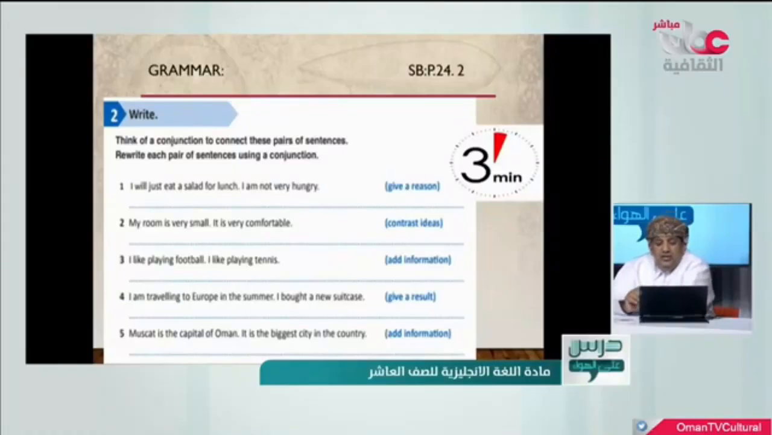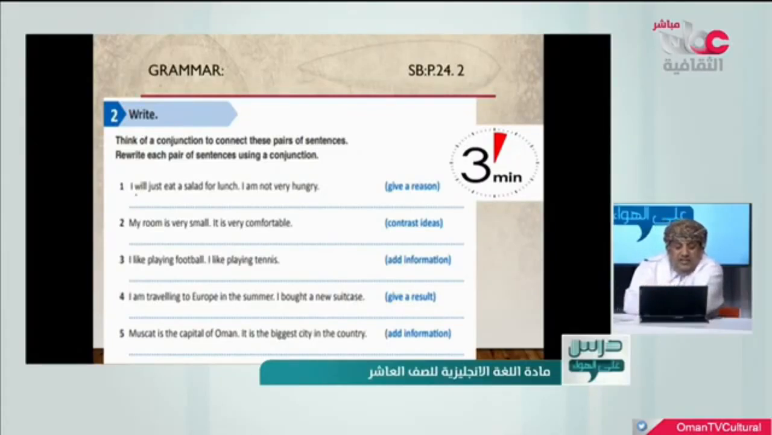Let's go to number 2 in your skills book, page number 24. I want you to complete this sentence by using the correct conjunction words to connect the sentences together. Think of a conjunction to connect these pairs of sentences. Rewrite each pair of sentences using conjunctions. Now we have 2 sentences in each part. I want you to make a conjunction. Use the words between the brackets. For example, here, give a reason.